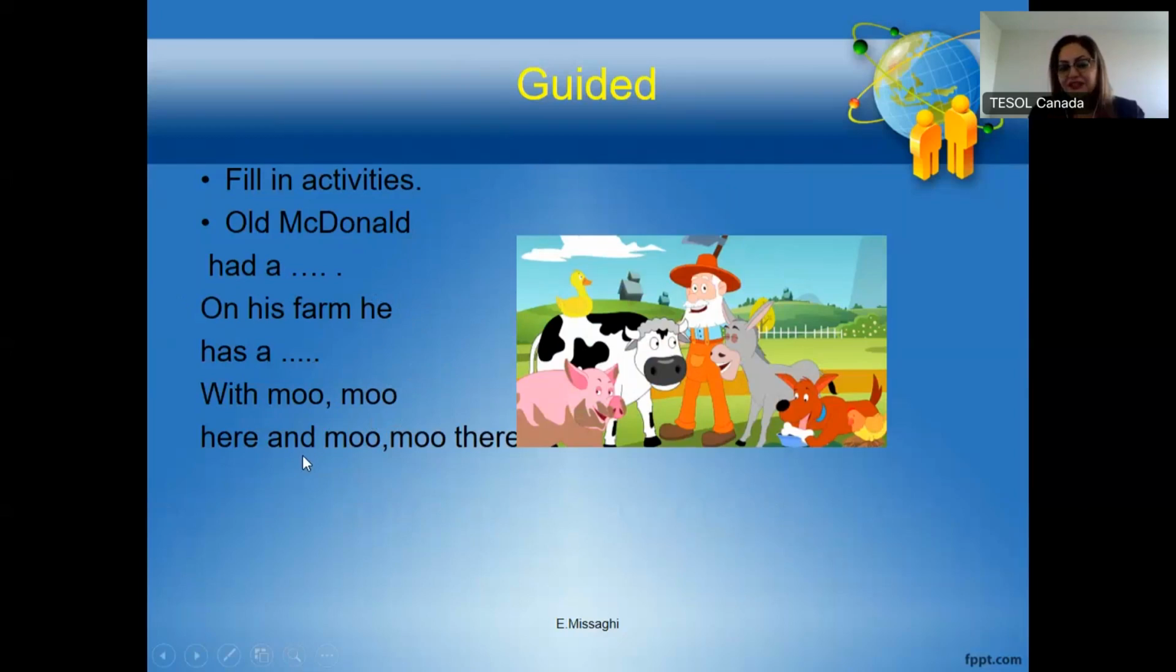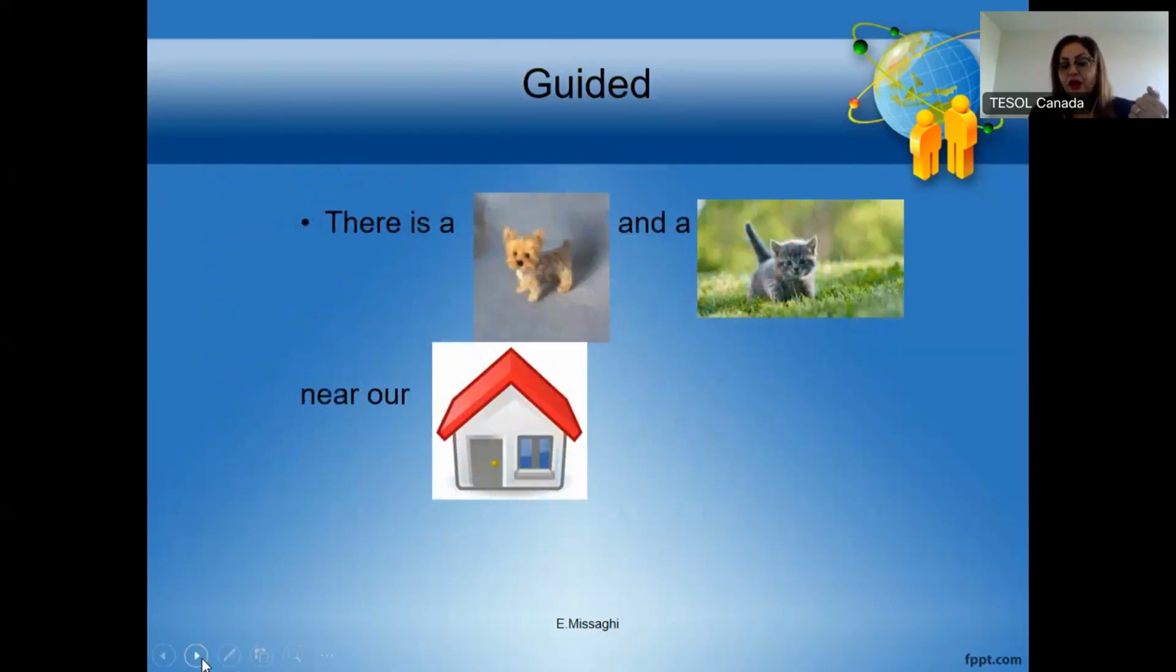So they listen and fill in the blanks. They listen to their songs and they write the words which they can write. So cow or farm. That's guided.